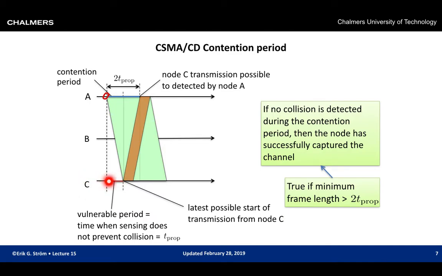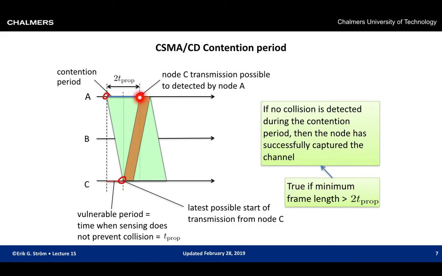Station C here will sense the channel to be idle until this time. So this is the last time Station C can start to transmit. And if it does that, then this is the latest time when Station A is aware of that transmission. So it takes 2 t-prop from A to notice that there is another collision on the channel, in the worst case. Could be smaller than this, but this is the worst case.